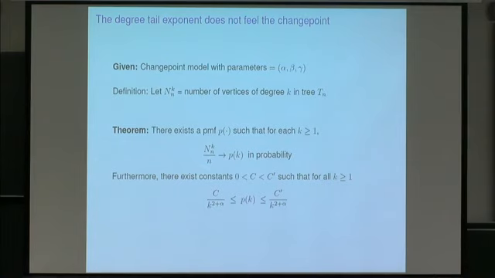Let me say a few words about that. Again, we have the change point model that I described before. Let N_n(k) be the number of vertices of degree k in tree n. It's a classical result that N_n(k) divided by n converges as n tends to infinity to some probability mass function. The same thing happens here: we have convergence in probability to some PMF P(k). Importantly, we have bounds on P(k) that depend on alpha, not on beta. So it doesn't matter if beta is bigger or less than alpha.